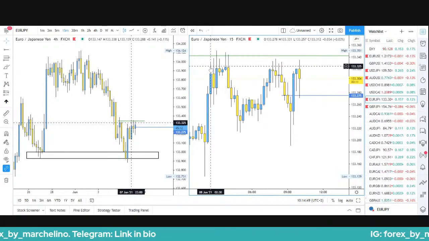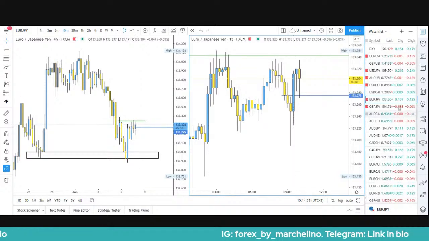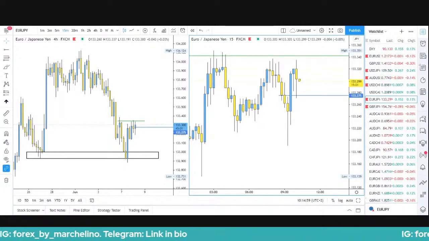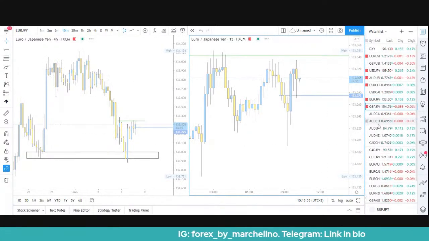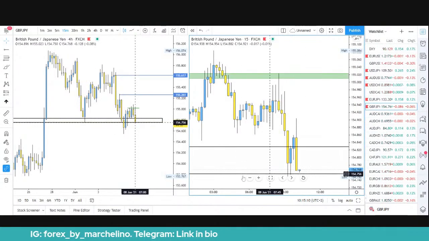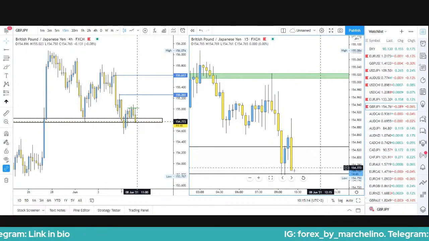Failing to break above this area again now on Euro JPY. Pound JPY, on the other hand, is going down in my opinion, but we are in this key level. This is a very strong key level. Just remember that, guys. Very strong key level.